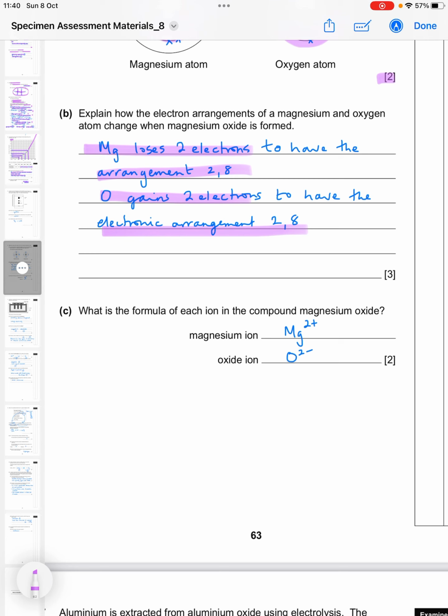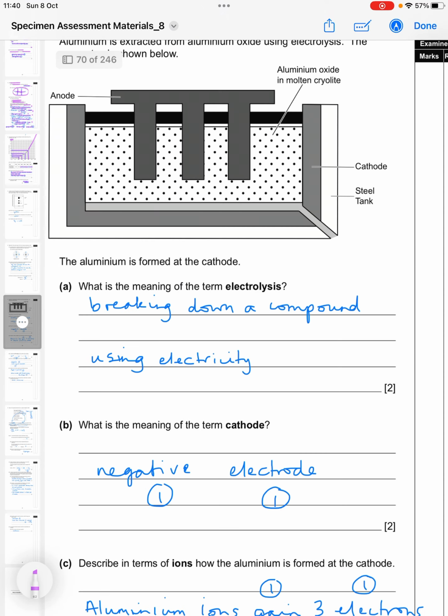And the formula of each ion. Magnesium is losing 2, so it's Mg2+, and the oxygen is gaining 2 to become an oxide ion with O2- as its formula.